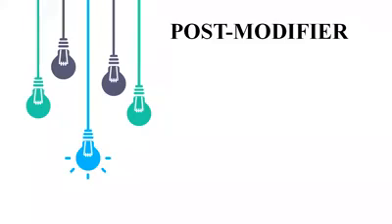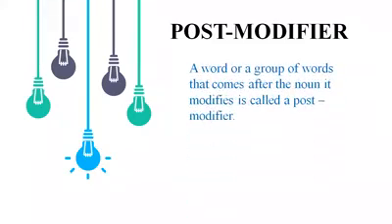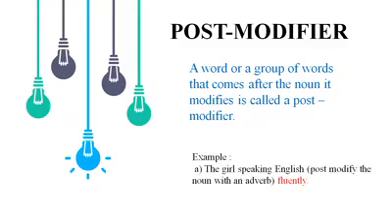Now, post modifier. A word or group of words that comes after the noun it modifies is called a post modifier. Here you have to say post means after. The modifier will come after. Example: the girl is speaking English fluently. Fluently is an adverb. You know, here the word is after the noun English. Post modify the noun with an adverb.